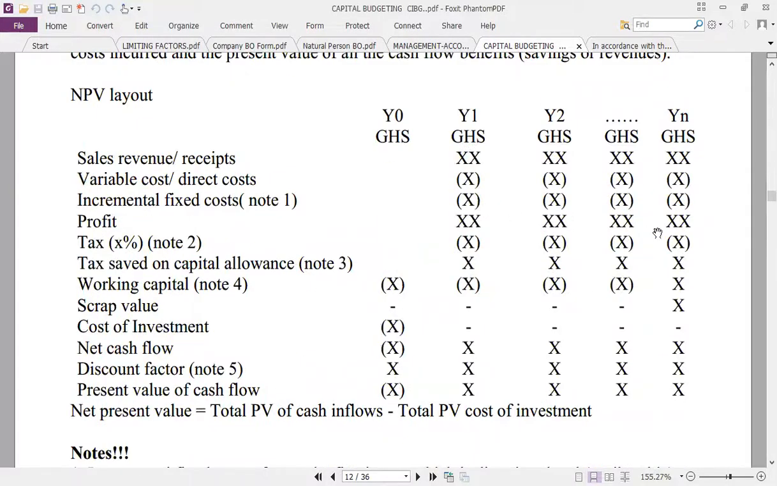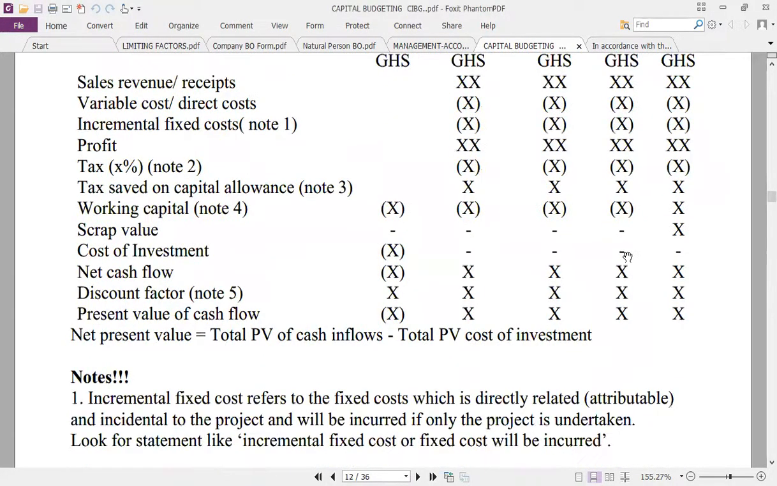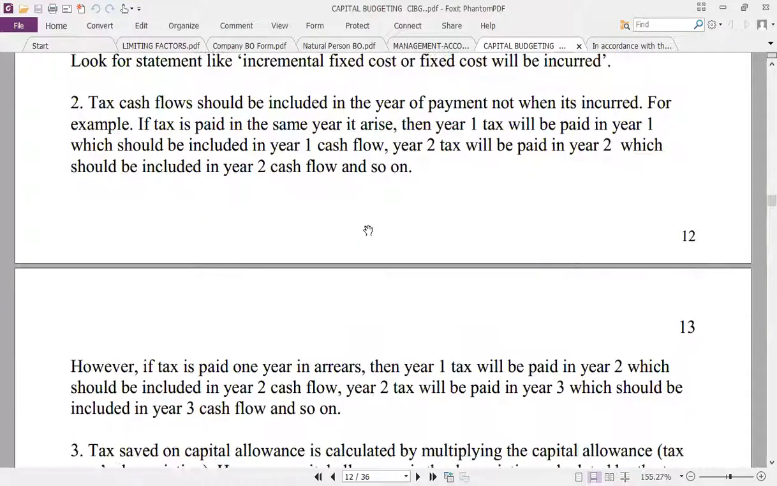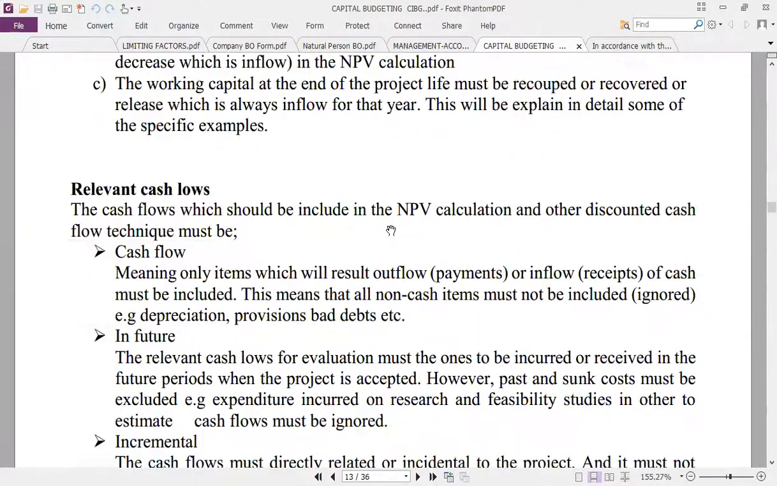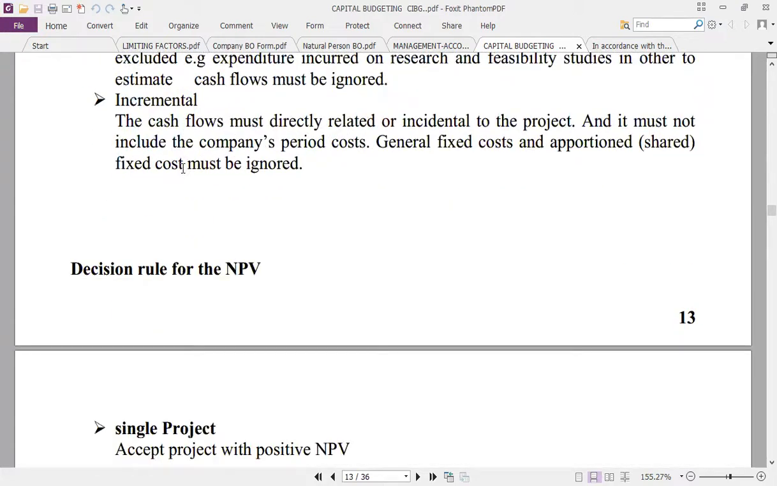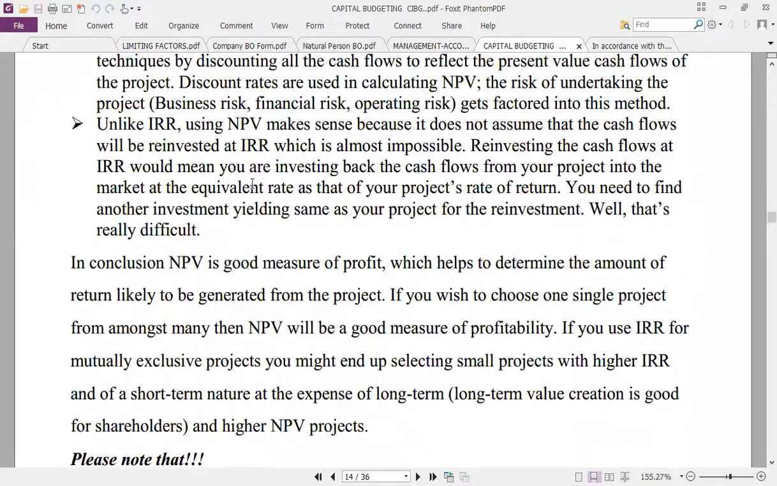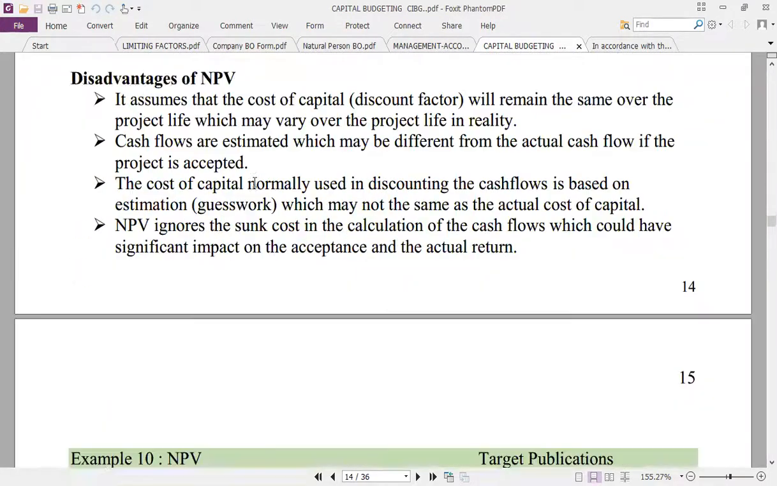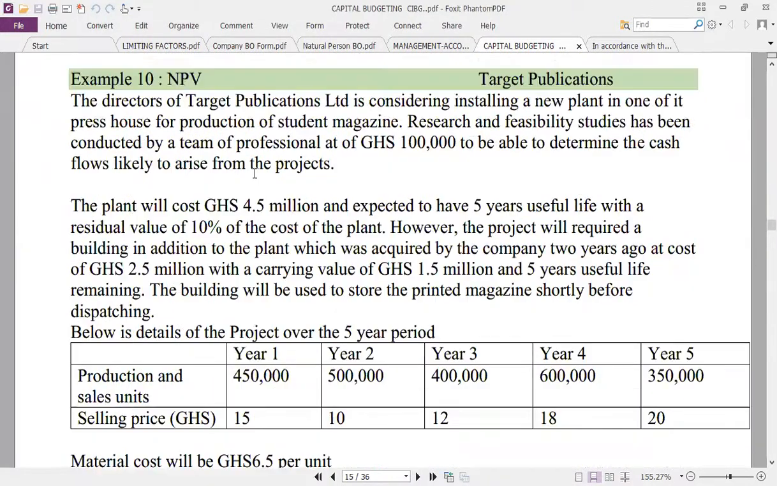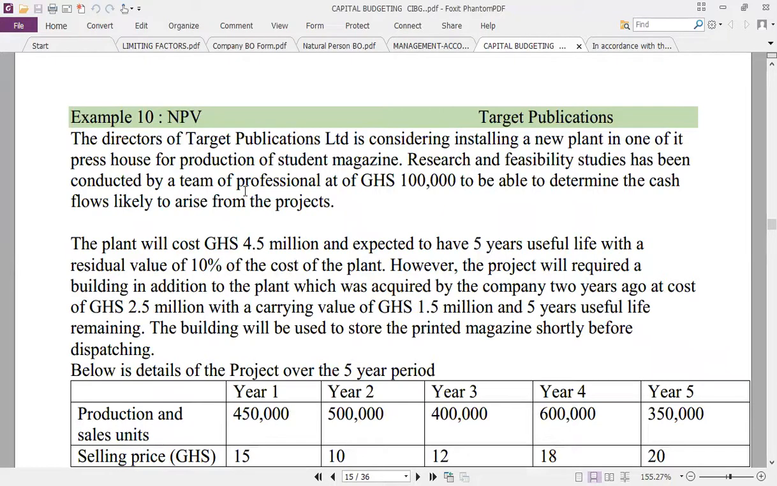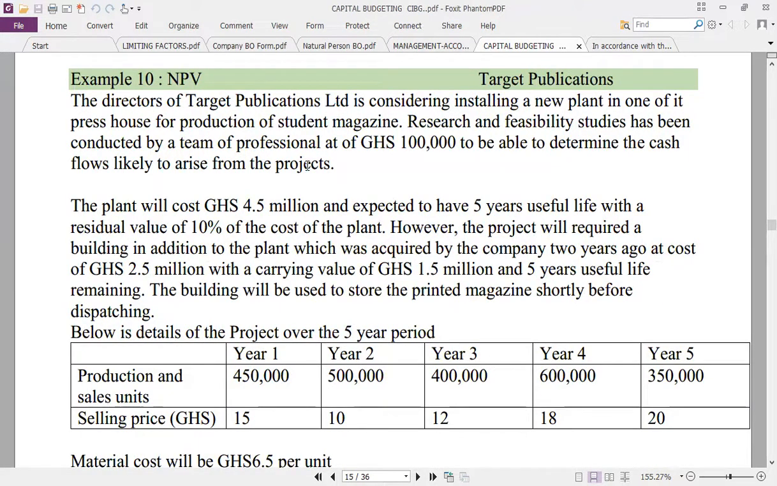So the NPV layout is in there nicely for you, and all the items are displayed for you: the relevant costs, everything, the explanation rule, advantages, disadvantages, plenty. And it gives the critical question in here. Can you follow the critical question? So take note of this.